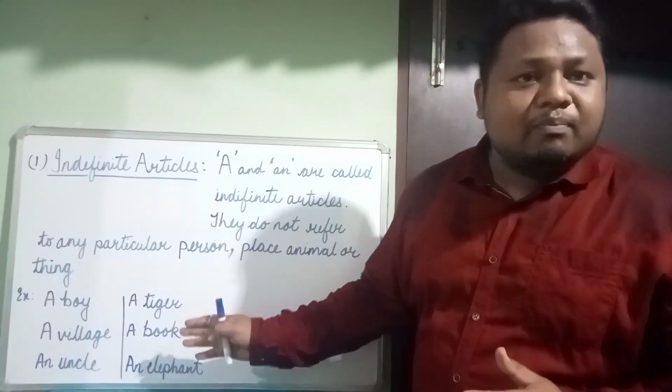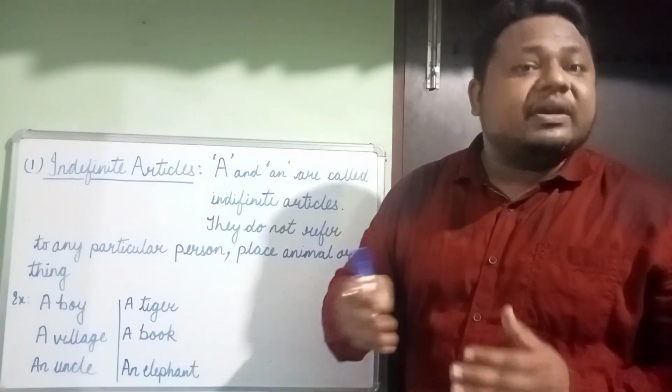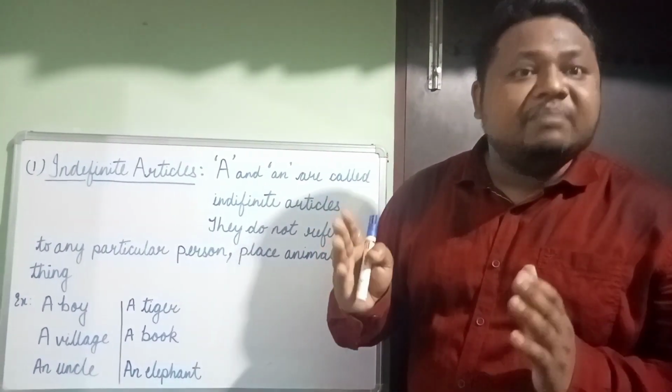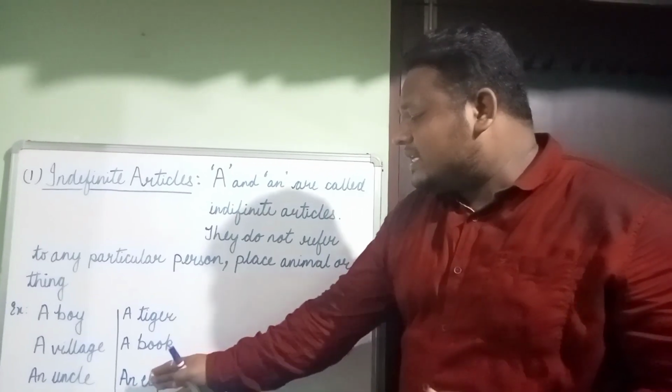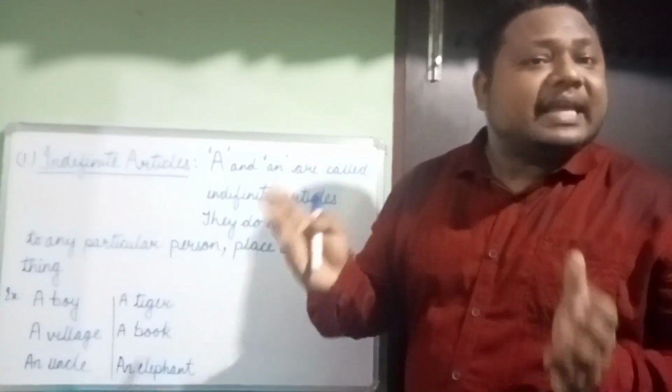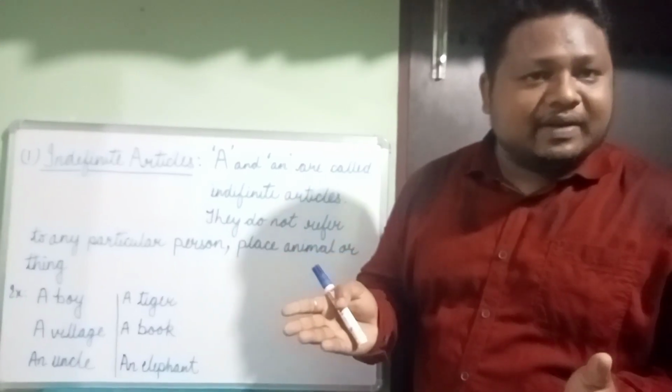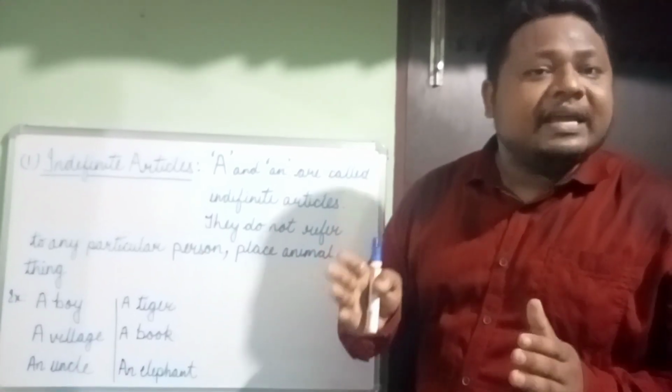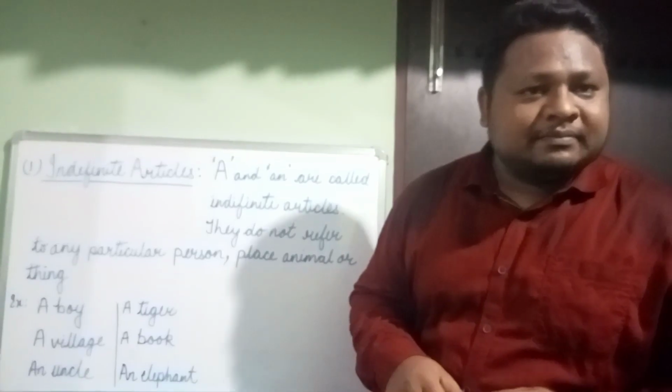A book. A book means we are talking about any book. It is not any particular book. When we say an elephant, it means we are talking about any elephant. It could be any elephant. We are not pointing at any particular elephant.